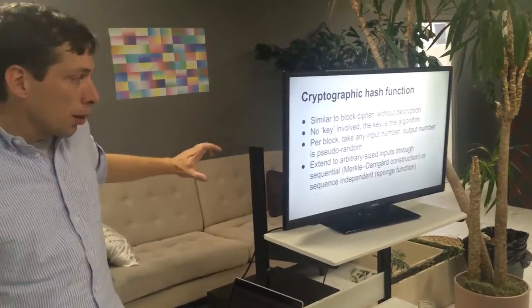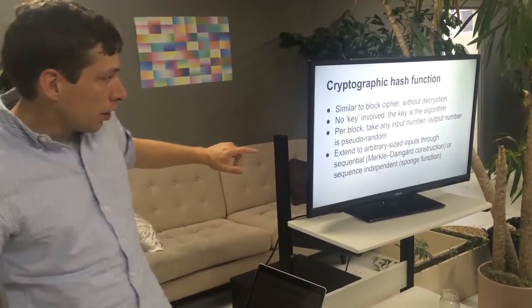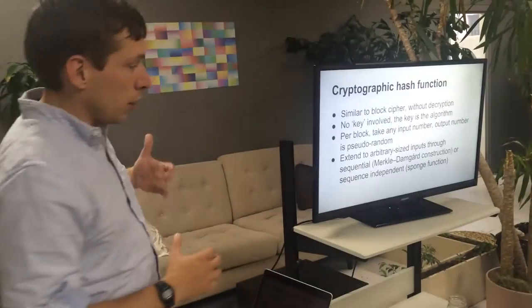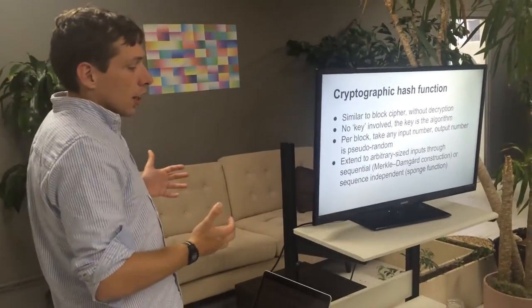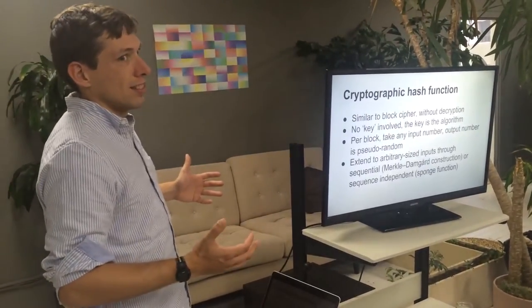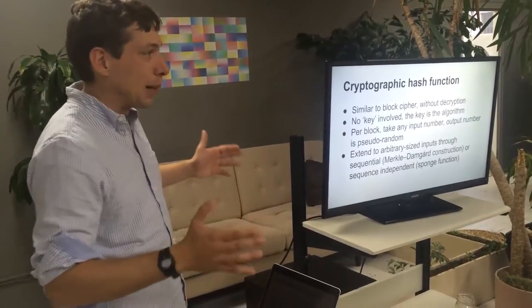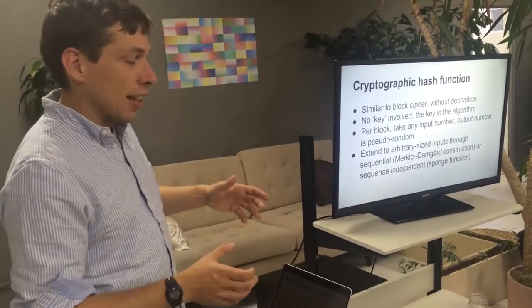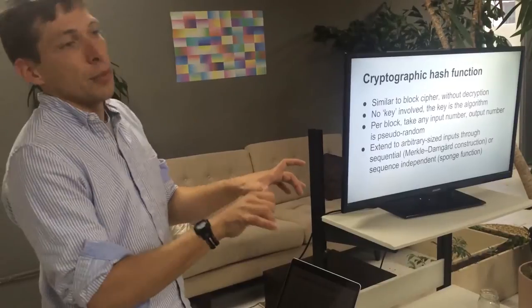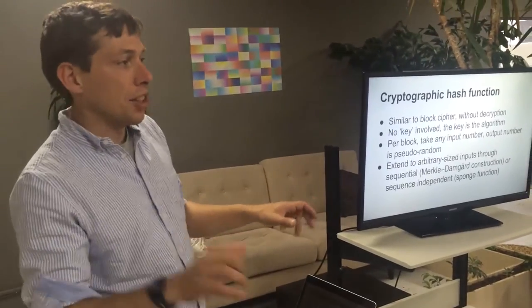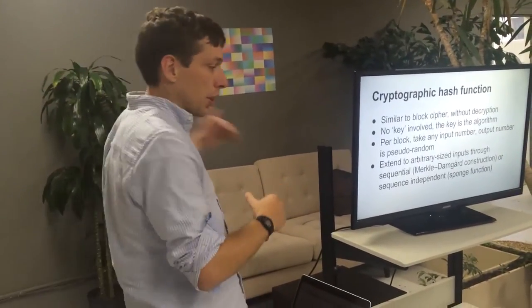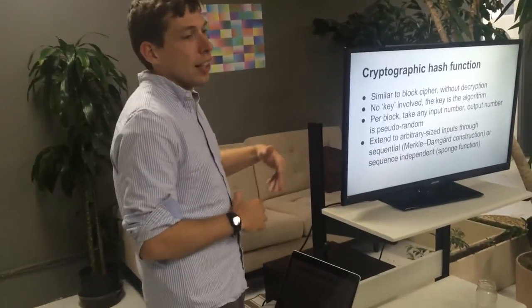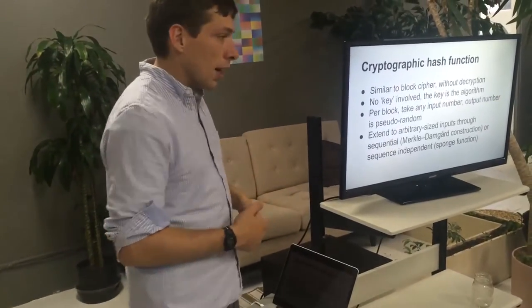You can extend these functions to arbitrary lengths by sequentially doing it. The way SHA-256 works is, okay, you take, how long is it? I don't remember. A couple hundred bytes and you hash that. And then you take your output and concatenate it with the next couple hundred bytes and hash that. So it's a linear process where you keep feeding stuff into it and your output keeps changing.